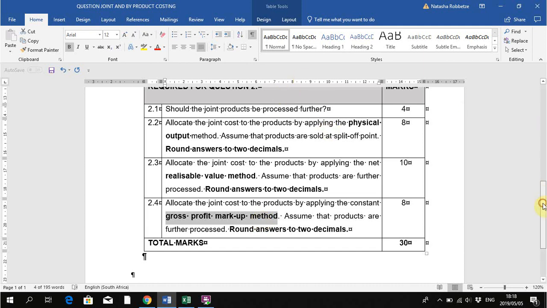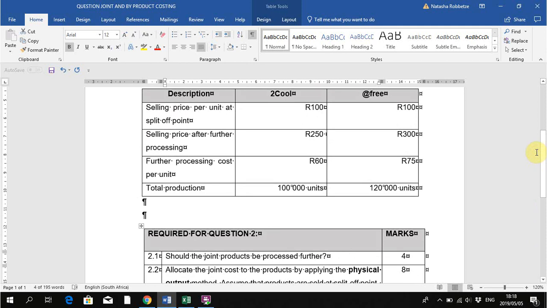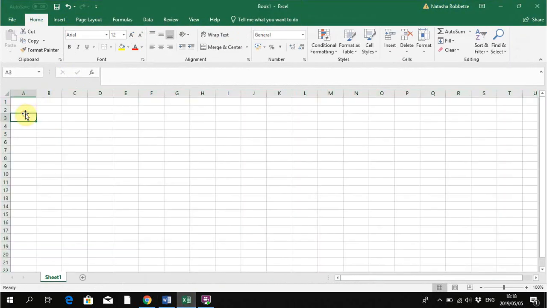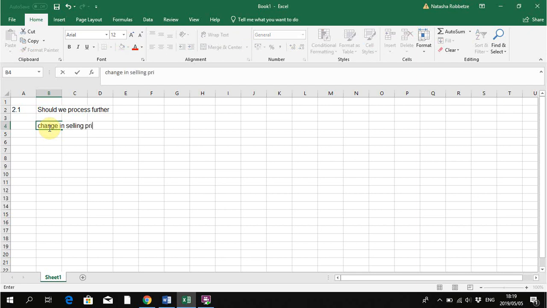All right, so let's start with 2.1. Should the products be further processed? So what we need to do is determine what is the difference in the selling price versus what is the further processing cost. So for 2.1, the question is, should we process further? In order to do this, we need to compare two things: the change in selling price versus the cost to process further.